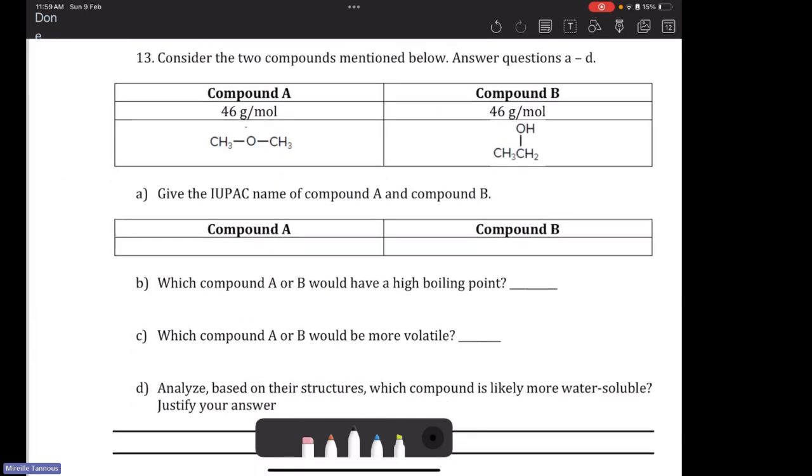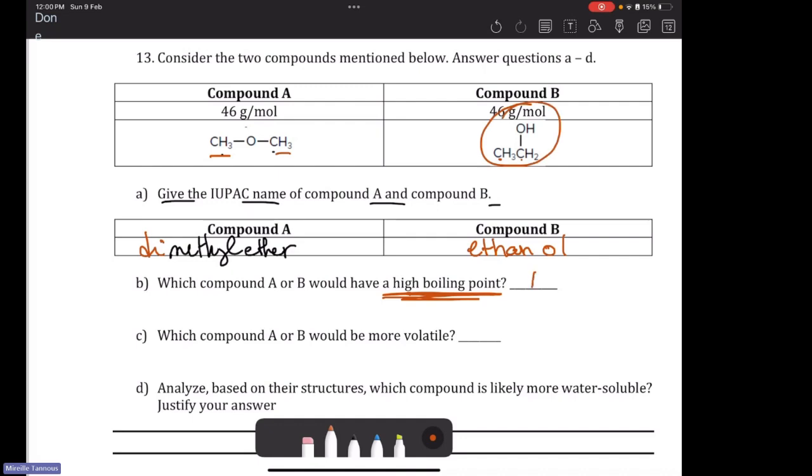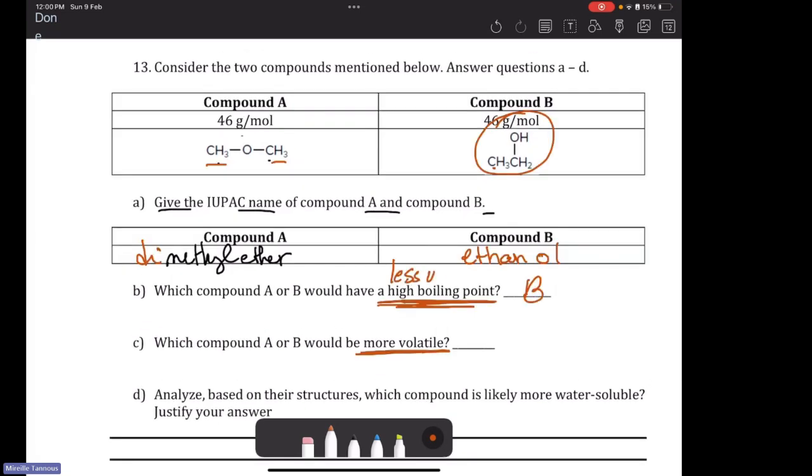Again, similar question. Name A and B. A is methyl ether. No need to say dimethyl ether because it's symmetrical, but if we said dimethyl ether, it's still correct. This is ethanol, an alcohol. Higher boiling point, the alcohol. This one, higher boiling point, less volatile. So more volatile will be A.